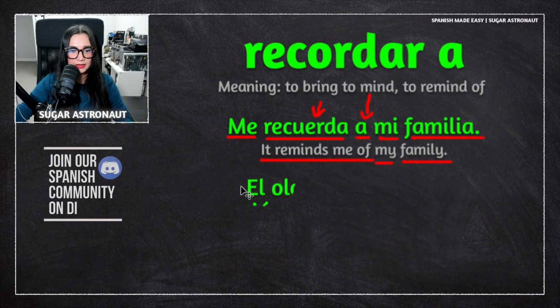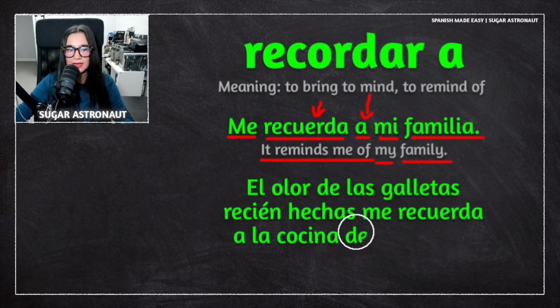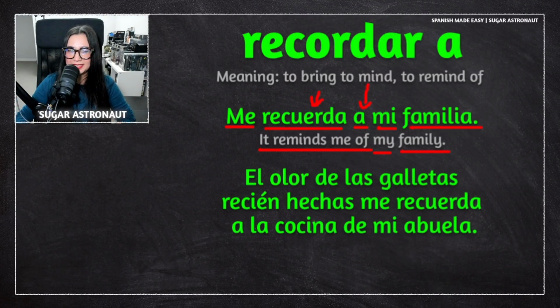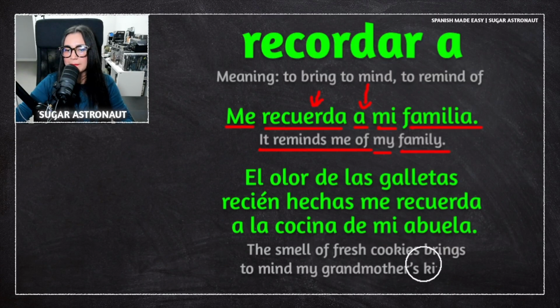El olor de las galletas recién hechas me recuerda a la cocina de mi abuela. This is a long example, but you could say it fast. El olor de las galletas recién hechas me recuerda a la cocina de mi abuela. Let me just say it slowly. El olor de las galletas recién hechas me recuerda a la cocina de mi abuela. So this whole thing means the smell of fresh cookies brings to mind my grandmother's kitchen. It reminds me of my grandmother's kitchen.